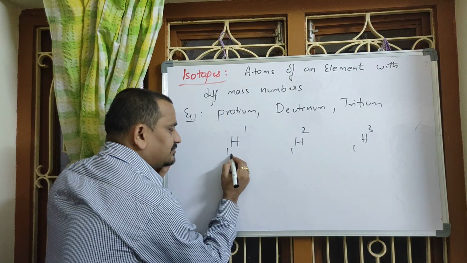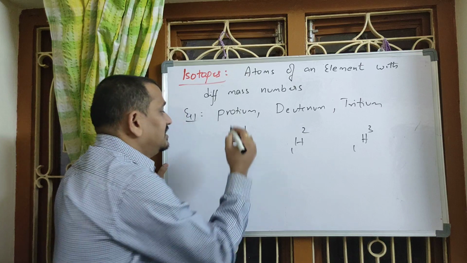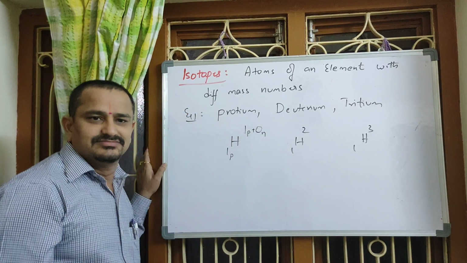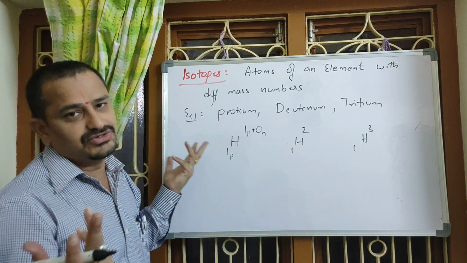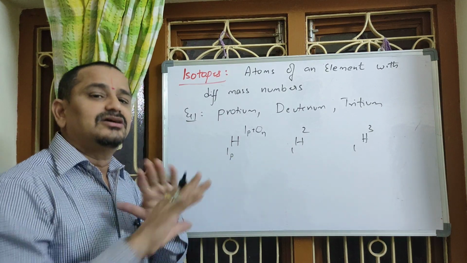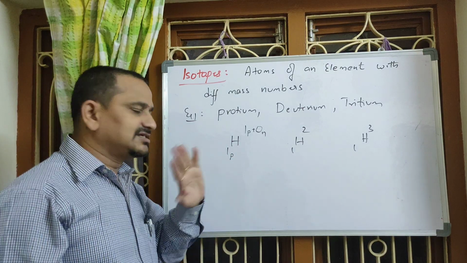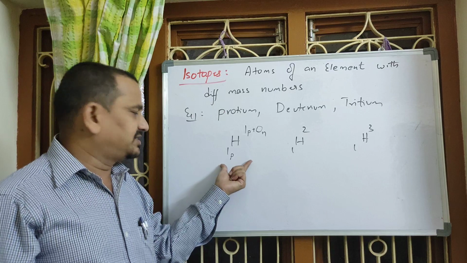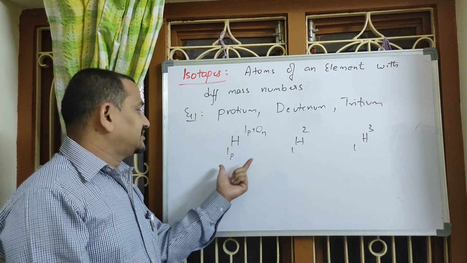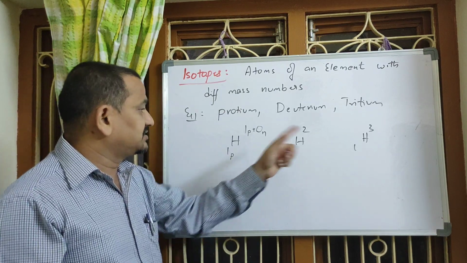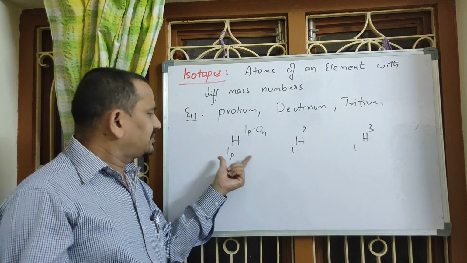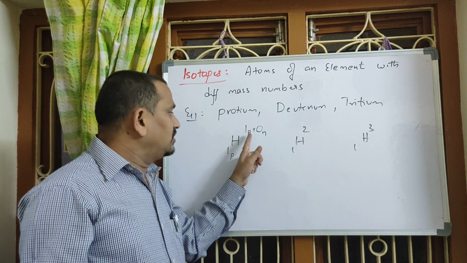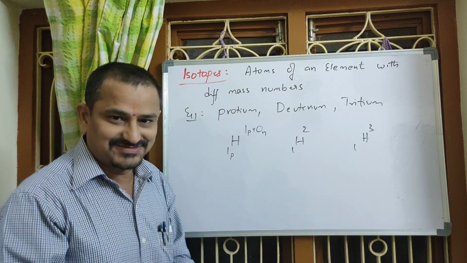This one corresponds to 1 proton, isn't it? And this one corresponds to 1 proton plus 0 neutrons. Protium has no neutron. This is the element which has no neutron in the total periodic table. There is no other such element. Hydrogen is more than 99.9 percent protium among the 3, so hydrogen is nothing but protium. This is the element which contains only a proton in the nucleus, no neutrons.